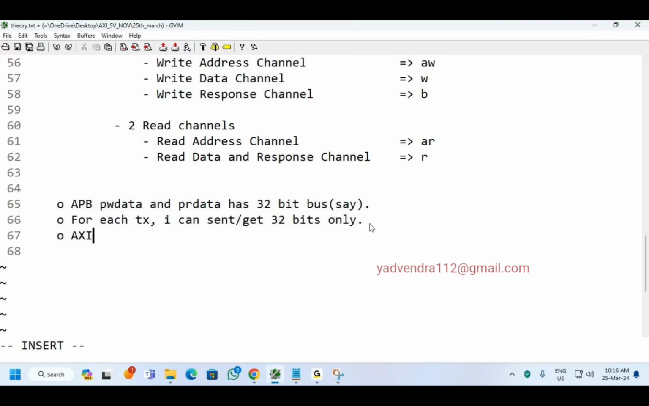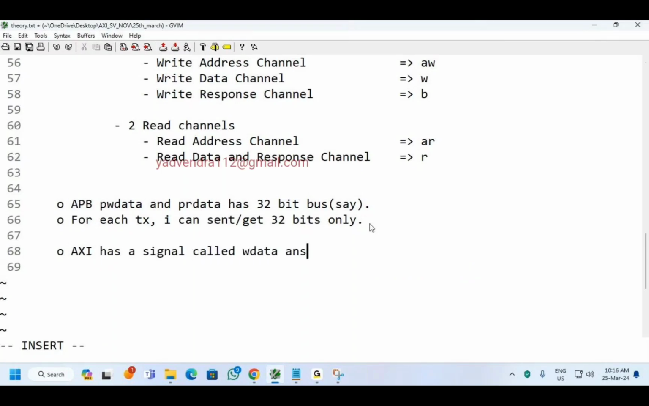So now let's see AXI. AXI has signals called WDATA and RDATA. WDATA belongs to the write data channel, and RDATA belongs to the read data and response channel. So AXI has signals WDATA and RDATA, which are exactly the same as PWDATA and PRDATA. In such a situation, I will take here only data as 32 bits.